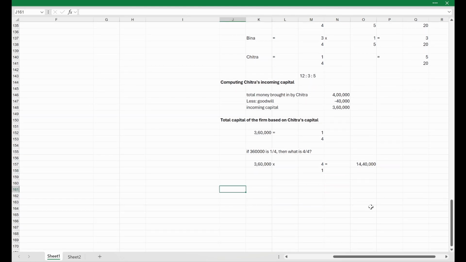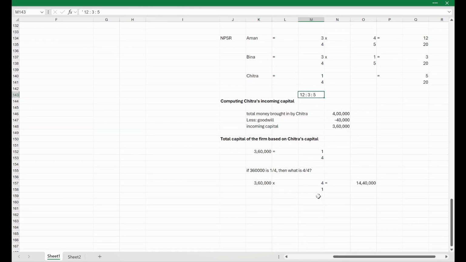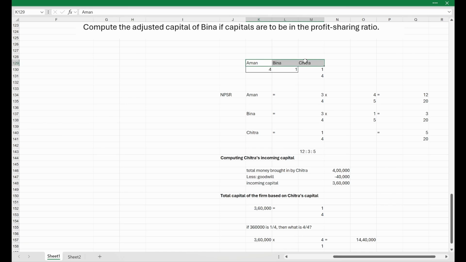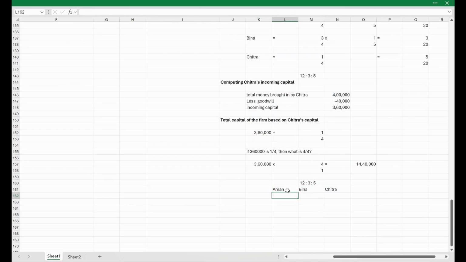Now, this 14,40,000 we have to distribute in the ratio of 12:3:5. So therefore, just note down the partners' names. 14,40,000 into 12/20, 8,64,000. Therefore, 14,40,000 into 3/20, that will be how much? 2,16,000. You see, this is what they have given in the question.